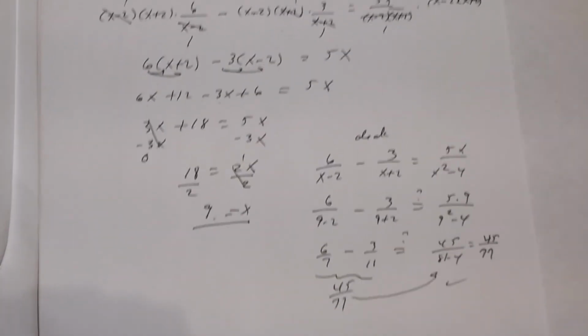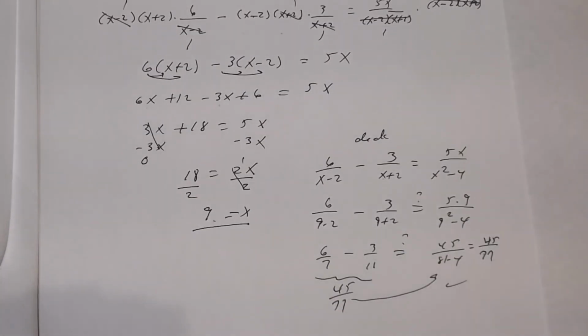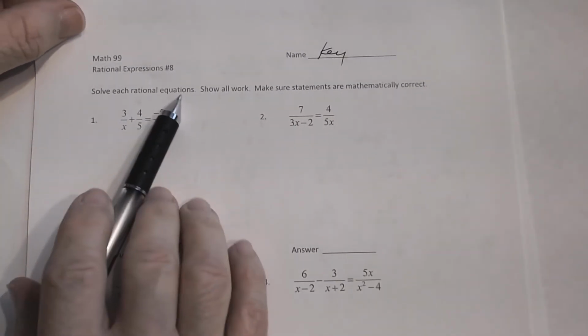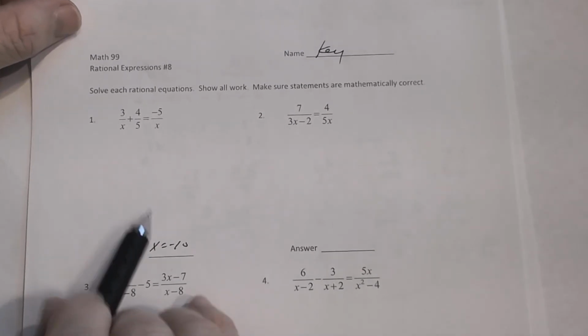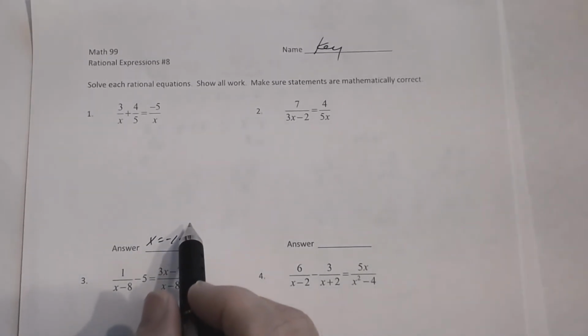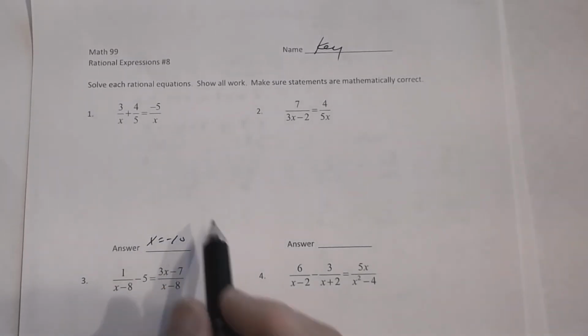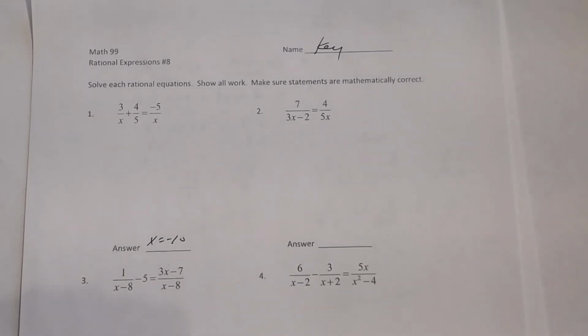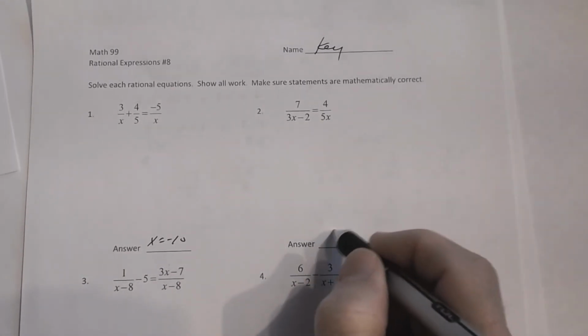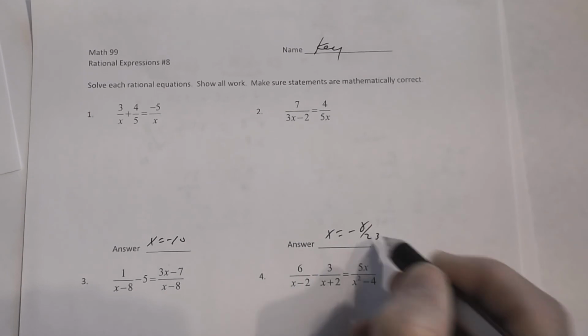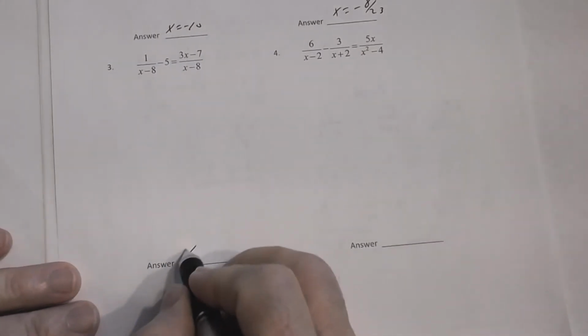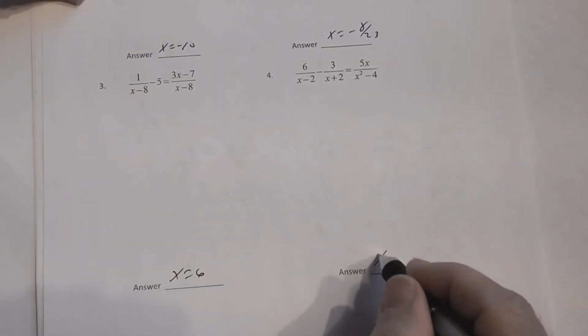All right, so that's going to take care of the worksheet dealing with rational expressions. So let me just quickly write the solutions. The solution for number 2 was what? Negative 8/23. And the solution for number 3 was 6. And the solution for number 4 we said was 9.